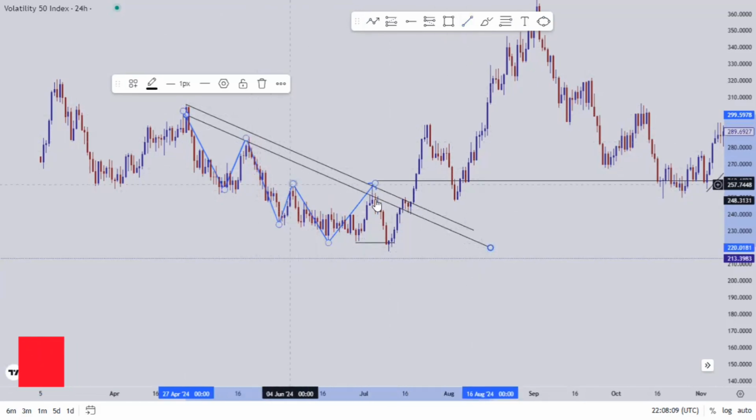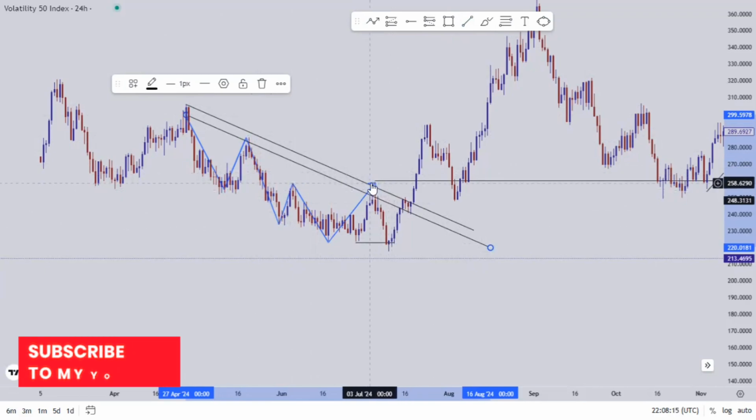So this area here is what? The trend line. The only point we consider is the current higher low or higher high of that price.